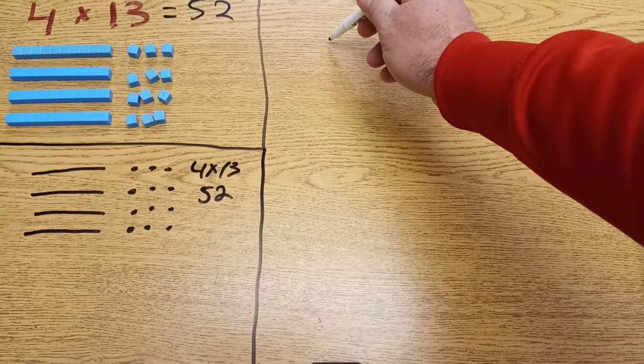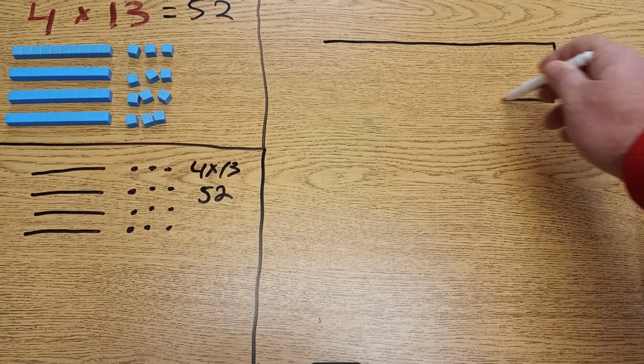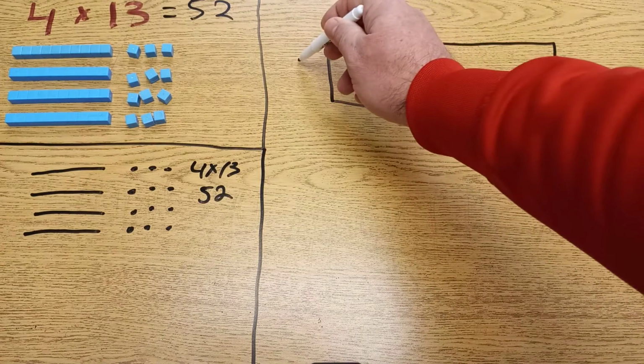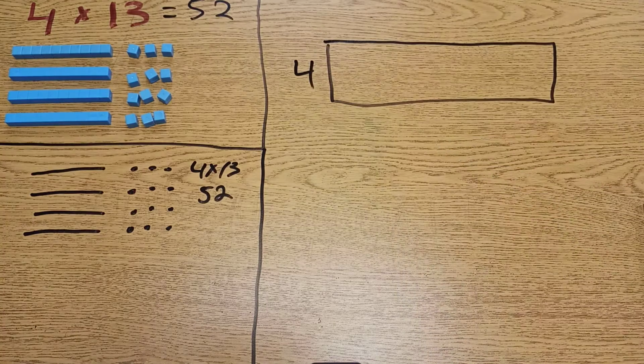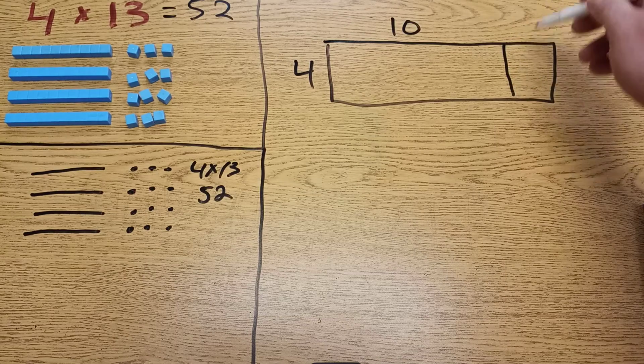Okay. Next way we're going to do, I'm going to draw an area model, or it's also called partial product, but it's more of using pictures, like the pictorial model. So I'm going to start off drawing a rectangle. Okay, and this side of the rectangle will be 4, and the top is going to be 13. I'm going to break it down into 10 and 3.